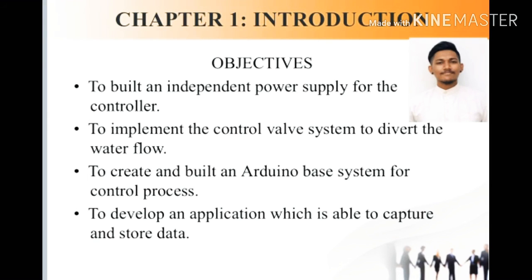Now let me continue with chapter 1, introduction. Firstly, objectives. There are few objectives mainly important for this project. First of all, to build an independent power supply for the controller. Secondly, to implement the control valve system to divert the water flow. Next, to create and build an Arduino based system for control process. And finally, to develop an application which is able to capture and store data.